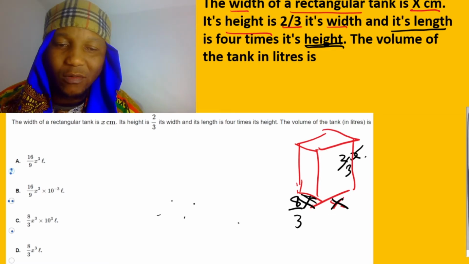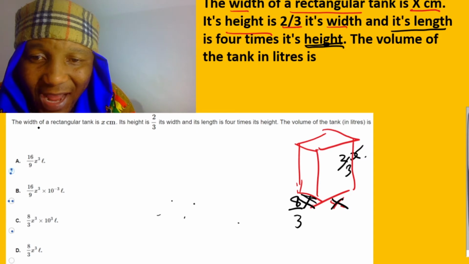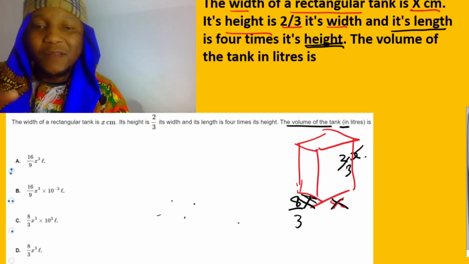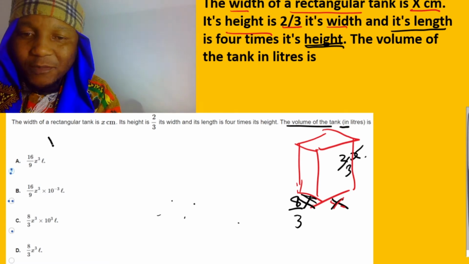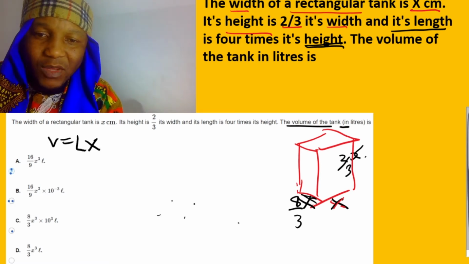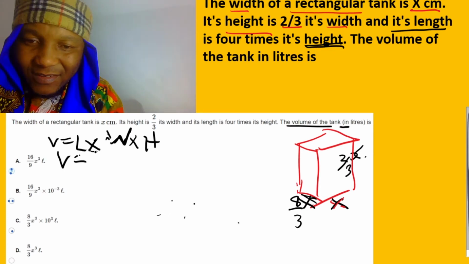So now what do they want? You have all the stuff you need. Find the volume of the tank. This is very easy. So I'm going to say volume of a tank equals length times width times the height. Multiply all of them. So our volume is equal to, what is the length? Length is equal to 8 over 3x.